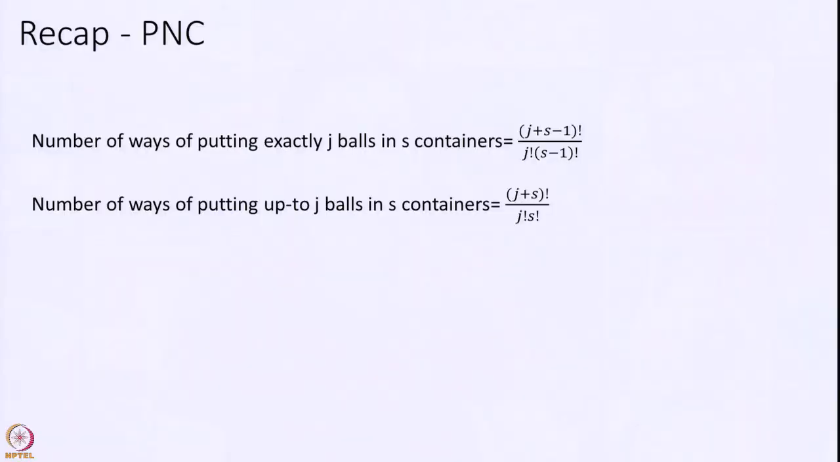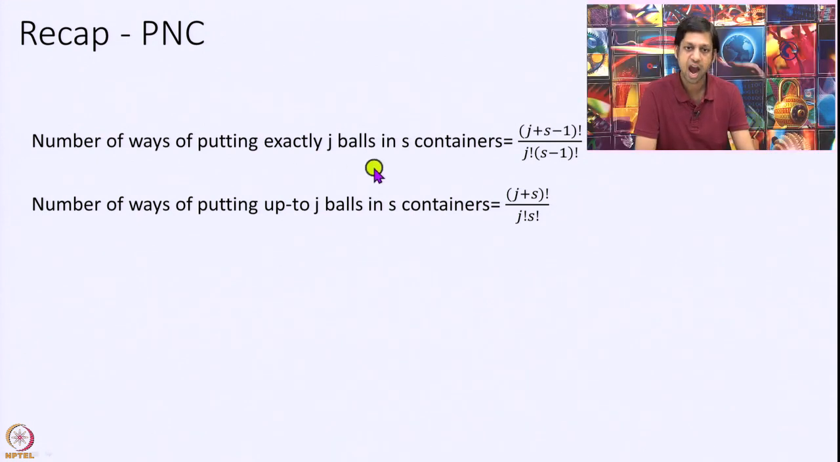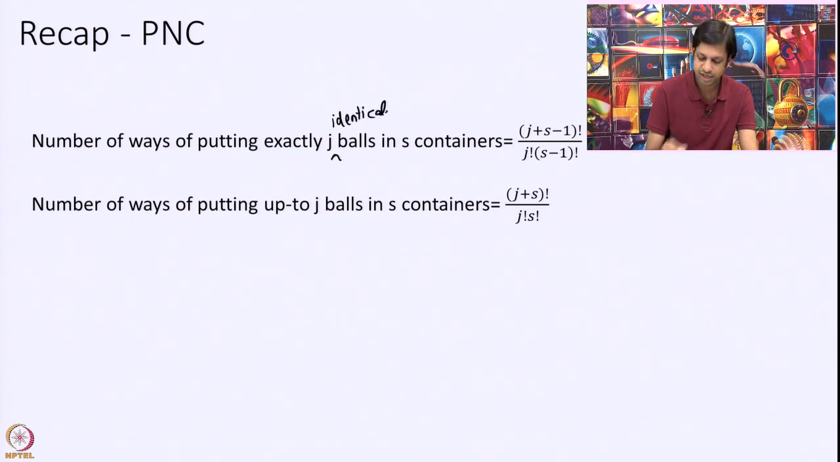So, a little recap of what we looked into in permutations and combinations. The number of ways of putting exactly J identical balls in S distinct containers is given by this expression, these factorials, and the number of ways of putting up to J balls in S containers is given by this expression.